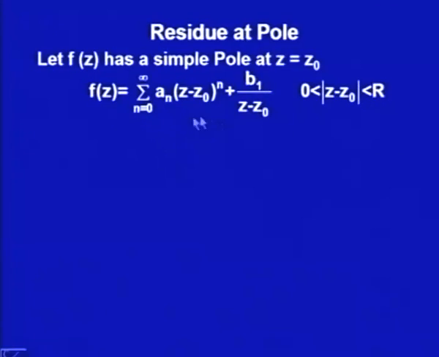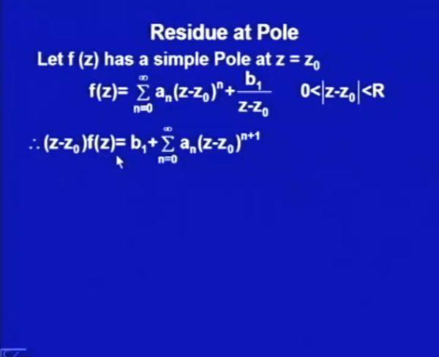Now, b 1 is the residue. Let us multiply this whole thing by z minus z naught. What it says is z minus z naught into f z would be b 1 plus summation n running from 0 to infinity a n z minus z naught to the power n plus 1. Now, if I take the limit as z approaches z naught, then z minus z naught will approach 0, so all these terms will go to 0, and what I would be left with is only b 1, that is the residue.